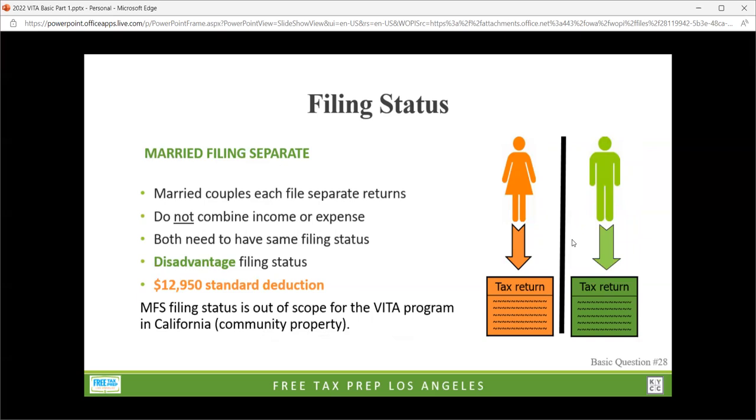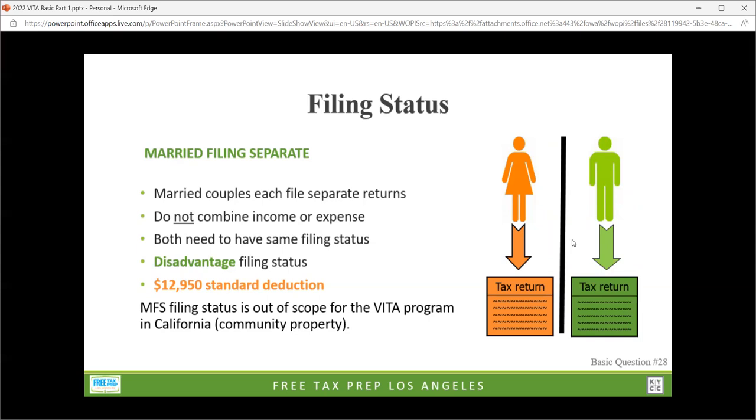Next, we're going to be talking about married filing separate. Married couples are going to be filing separate tax returns. They are not going to be combining any income or expenses, and both need to have the same filing status. It is very disadvantageous. Why? Because you're going to be losing a lot of the credits, and the standard deduction is going to be only $12,950 for each one of the people doing the tax return this way.